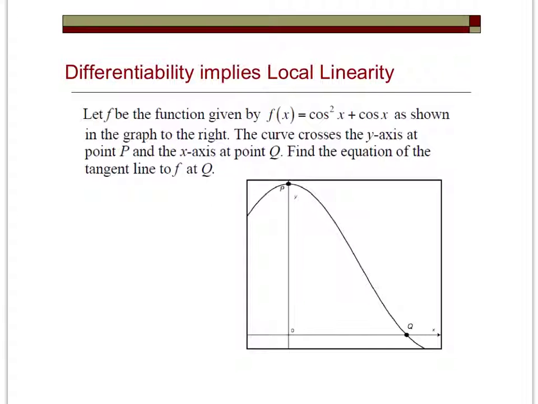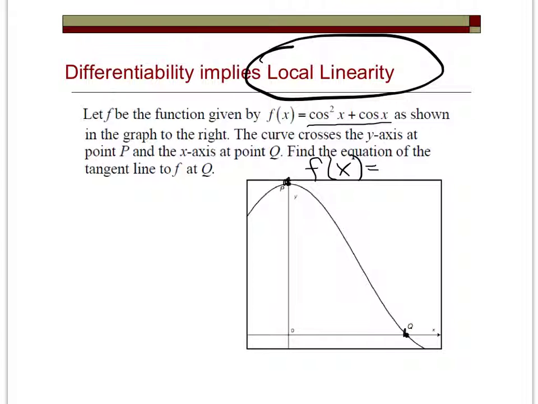Now, local linearity. So this is also another concept that we have to be able to use our derivatives for. So we're given this function, cosine squared x plus cosine of x, and it's shown below. So the curve crosses the y-axis at point P and crosses the x-axis at point Q. Now, I'm dying to factor this function because I think it's going to help me understand a little better. Because I notice there's a cosine x in common. So cosine x times cosine x plus 1. And actually, that does help me a lot.